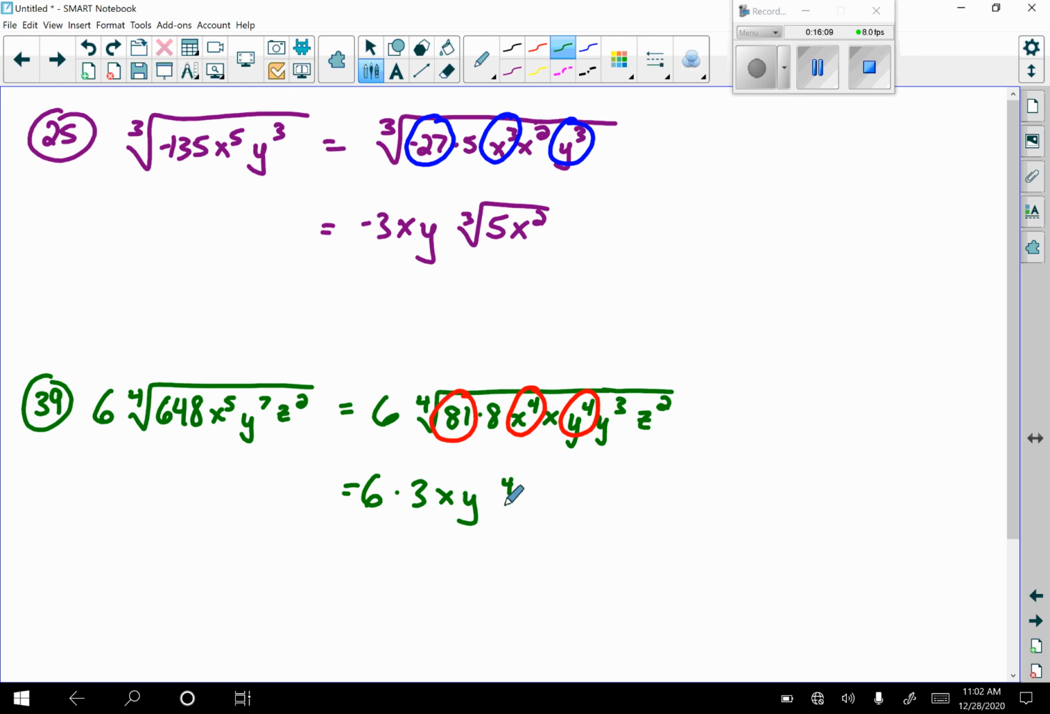Then we just have the fourth root of 8xy cubed z squared. Then we'll just multiply the numbers out in front so we get an 18xy. Again, leave a little bit of space, the fourth root of 8xy cubed z squared. So now that these are all getting mixed together, you could see it's very easy to have your mind focused on one root, but here we were doing the fourth root. So pay attention to what the index is.